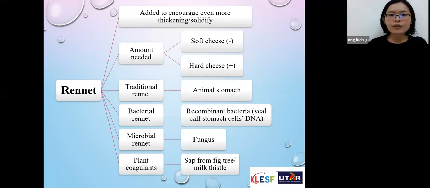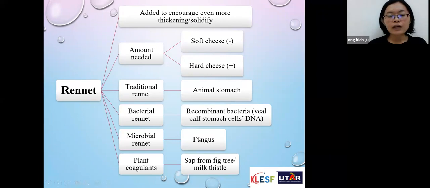Traditionally, this rennet is found in animal stomach, which I mentioned earlier at the very beginning on the history of cheese. When the Arabian merchant placed his milk inside the pouch made from animal stomach, the rennet inside the stomach helped to break down the milk. So traditionally, rennet is obtained from animal stomach. Nowadays, due to improvements in science and technology, we have bacterial rennet, which is obtained from recombinant DNA. And there's another type of rennet called microbial rennet, which is obtained from fungus.